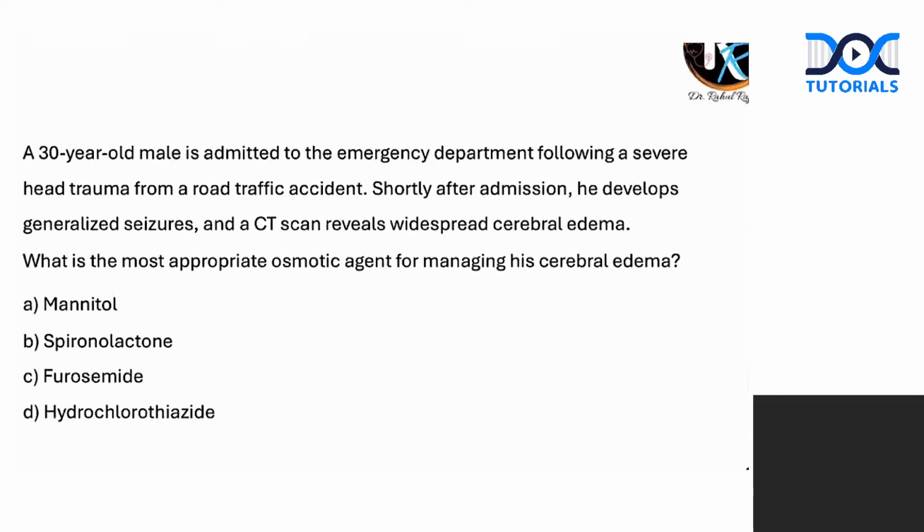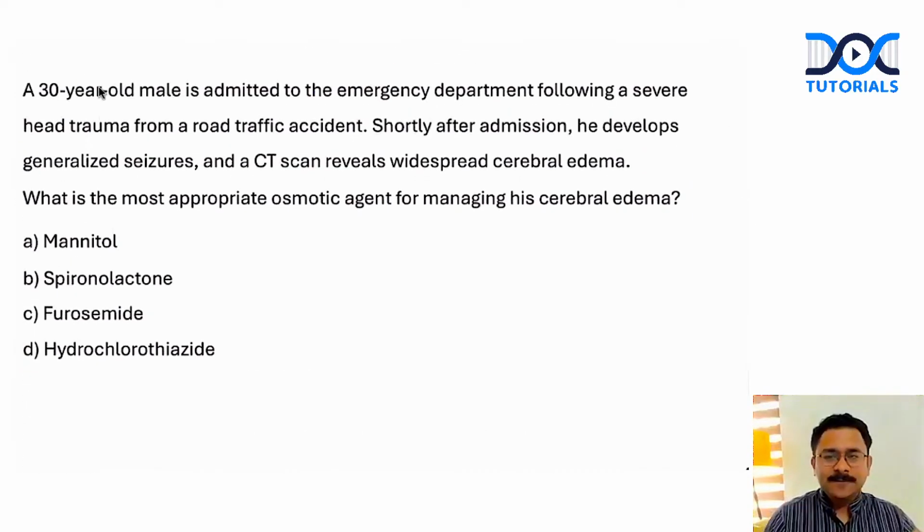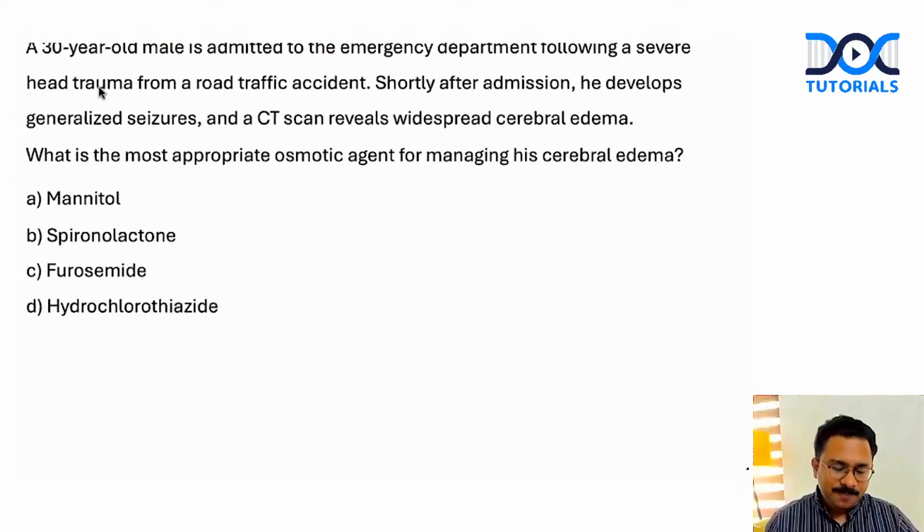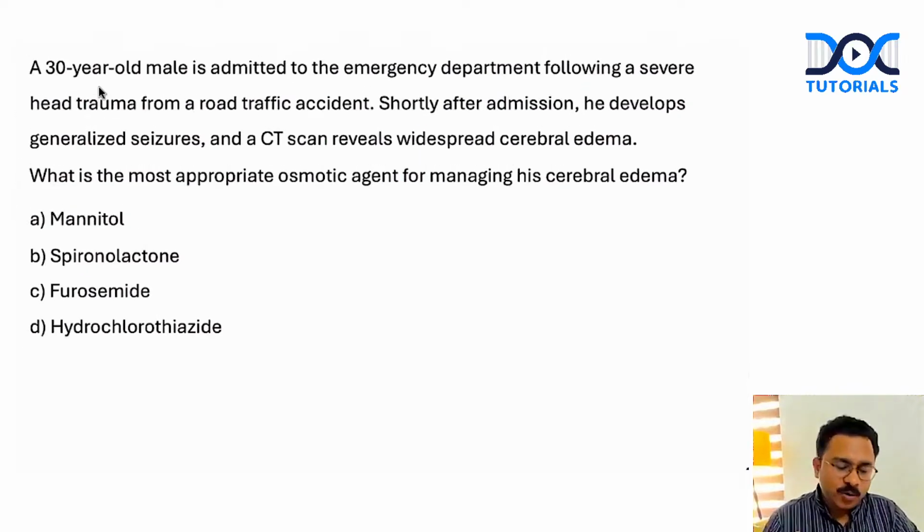Okay, right. So coming to the next question. A 30-year-old male presents to the emergency department following a head trauma from a road traffic accident. Shortly after admission, he develops generalized seizures, and a CT scan reveals cerebral edema. Which is the most appropriate osmotic agent for managing cerebral edema?